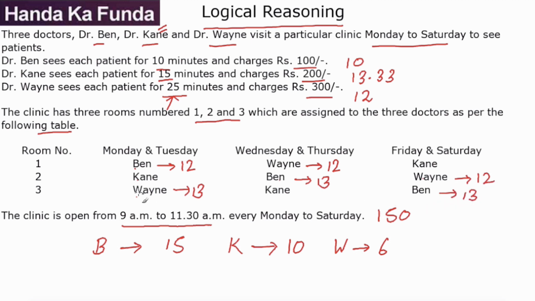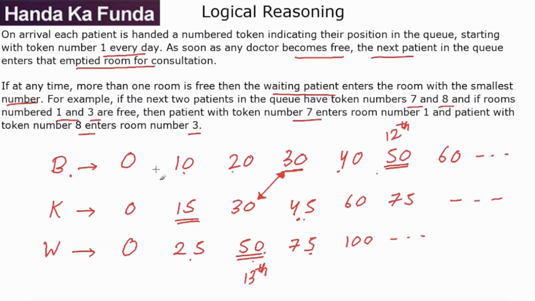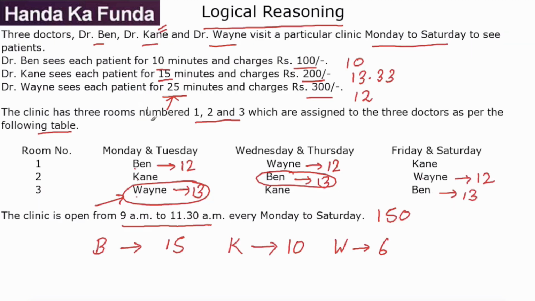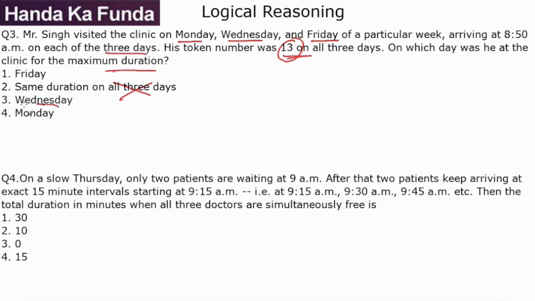So on Monday and Tuesday, 13 gets higher time, and on Wednesday, Thursday, Friday, Saturday, 13 gets lesser time because Ben only takes 10 minutes and Wayne takes 25 minutes. So if he wants to spend more time, he needs to go on a Monday or a Tuesday. Let's check. Is it same duration for all days? No. Maximum duration is happening when he goes in on a Monday or a Tuesday because he goes to Wayne. So Monday or Tuesday, I have Monday in the options, making option 4 as my answer here.